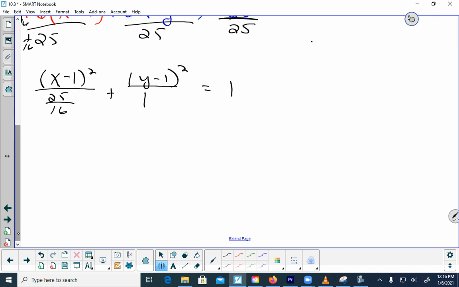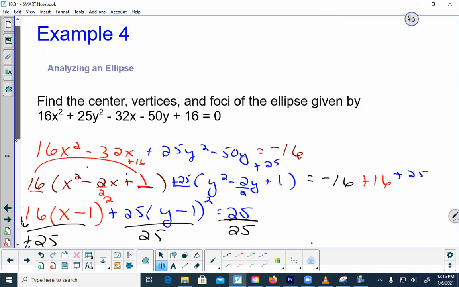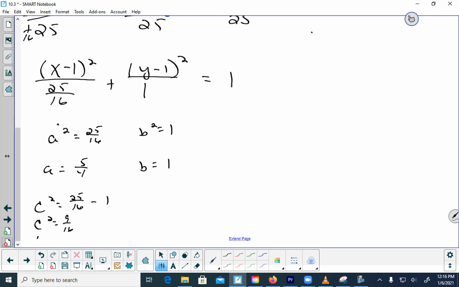So which one's larger, 25/16 or 1? Well, this is going to be the larger one, so a squared is equal to that 25/16, which means a is equal to 5/4. B squared is going to equal 1, which means b is equal to 1. Well, in here, I'm going to go ahead and find c squared. So I'm going to say c squared is equal to a squared minus b squared. And when I do that, I end up with c squared is equal to 9/16. So let's see, c is equal to 3/4.